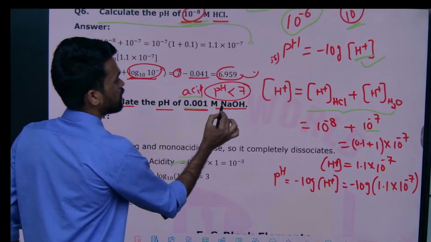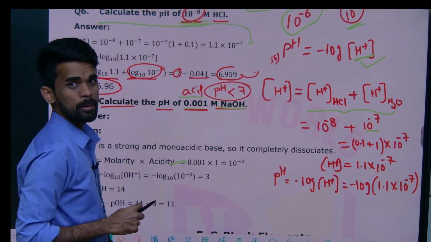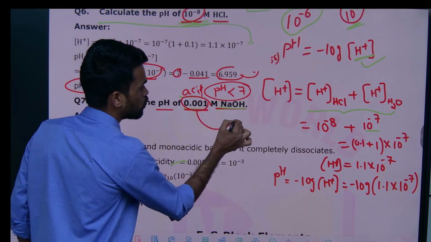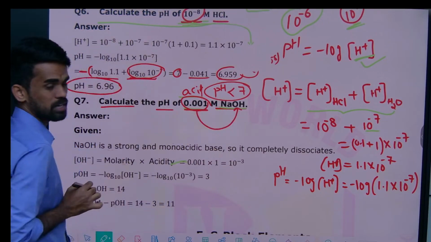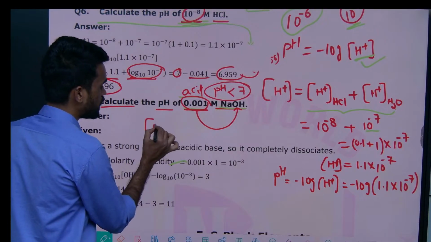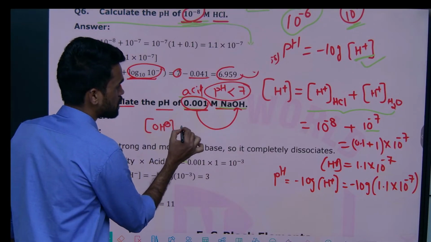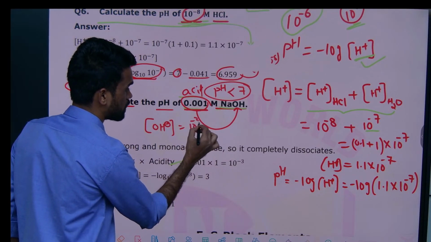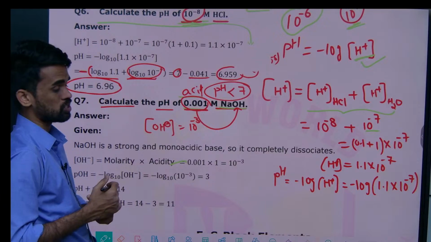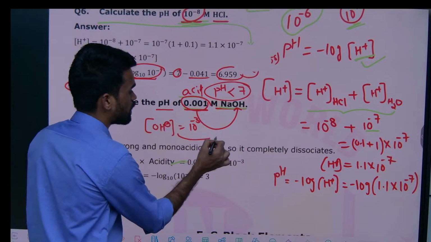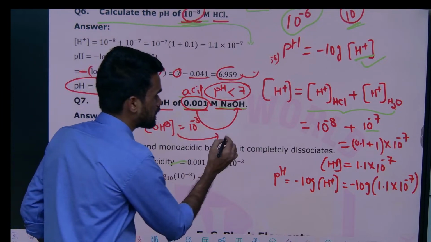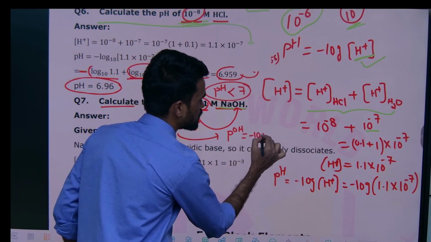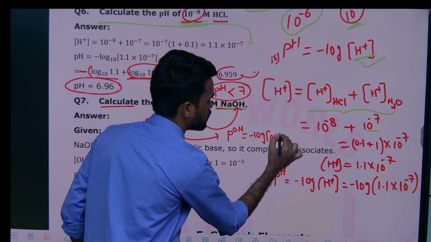NaOH. See, NaOH is acid or a base? It's a base, right? So it means this concentration is a value for OH minus ion, that is not for H plus ion. So what is the concentration of OH minus ion we will get? So it is 10 power minus 3 we can write. This is the OH minus ion concentration. Now whenever you have OH minus ion concentration, directly you calculate pOH. What is the pOH you will get? pOH equals to minus log of OH minus ion concentration.